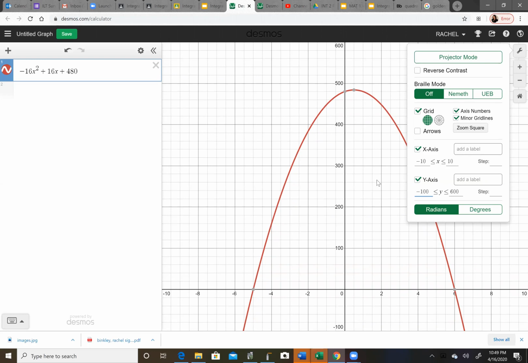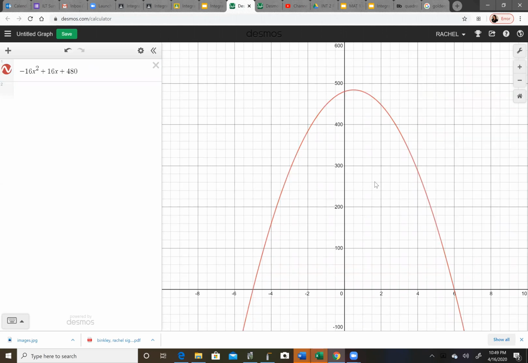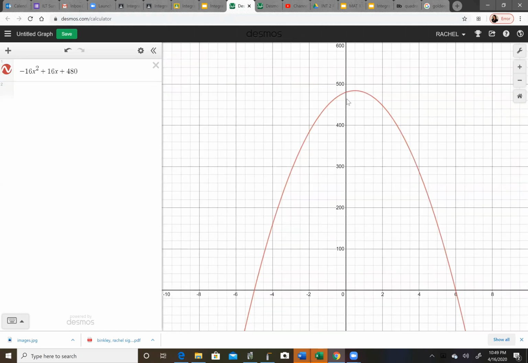I think if you have a touch screen, you can use your fingers to do it. But here's our graph. So here's what's happening. At 480 feet, this is where Jason is jumping off the cliff. It looks like he goes all the way up to 484 feet. That's his maximum. It takes him half a second to get there, right? The x value.